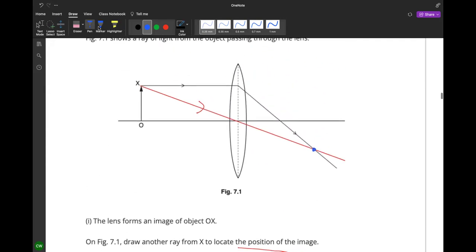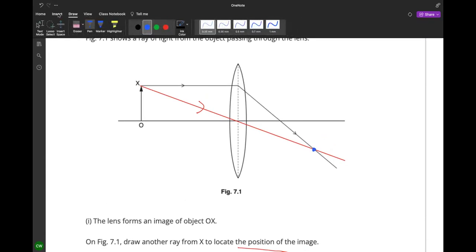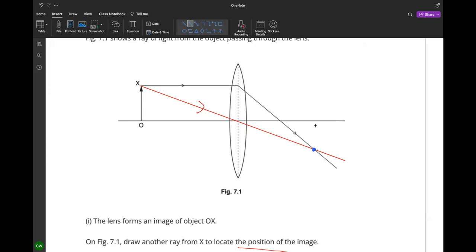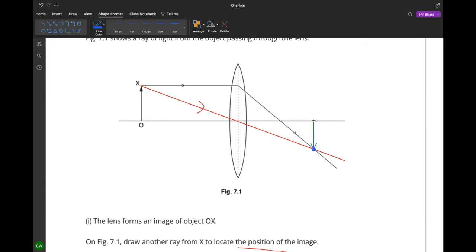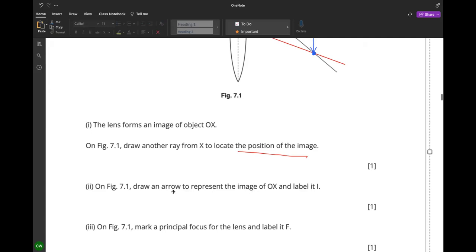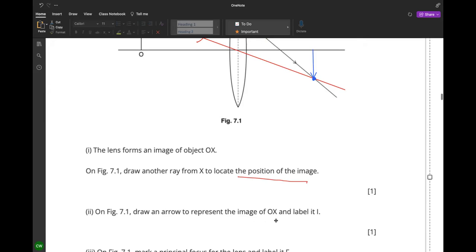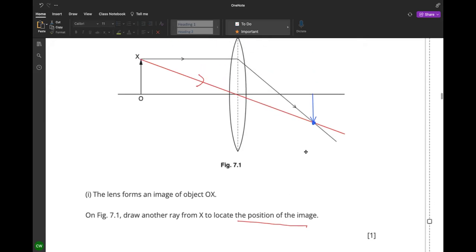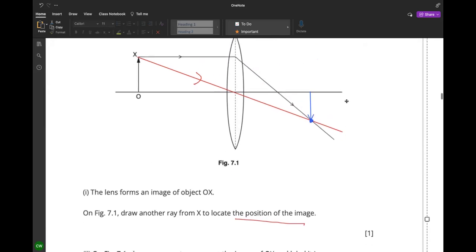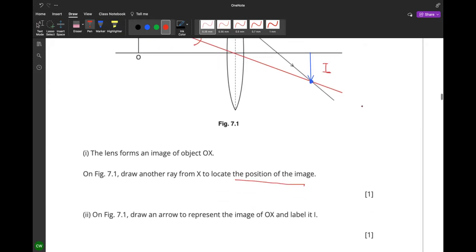Okay, so after you have done so, you need to draw an arrow, and this is falling down. So you have to label this one. Label this one as I. You have to name this one as I. This is the I.